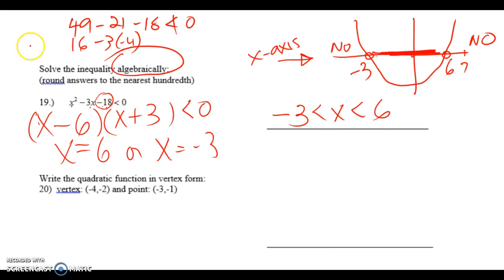All right, sorry for the snafu on that one. But you see, when I'm checking points, that allowed me to figure out I had a problem, and I had to go back and verify it.